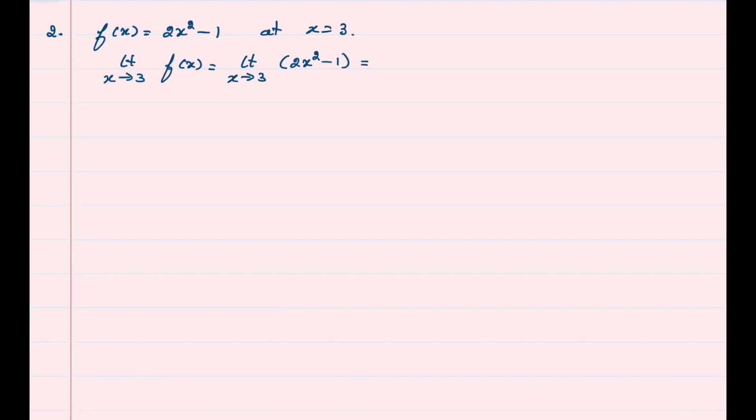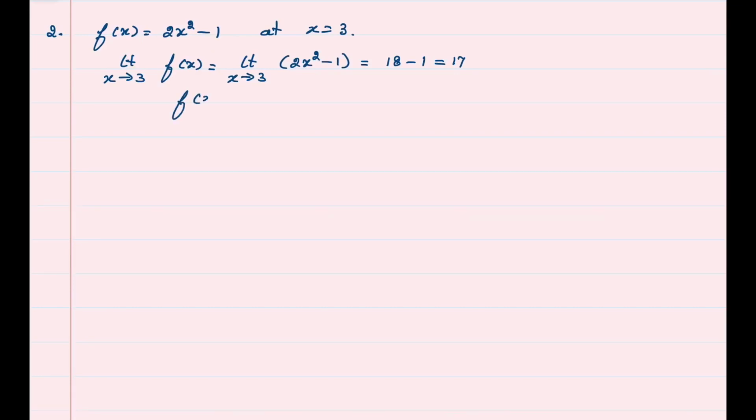Second question, examine the continuity of the function f of x equal to 2x square minus 1 at x equal to 3. In this question also f of x is a polynomial. We need not do LHL and RHL. We will calculate limit extending to 3 of f of x, that is limit extending to 3 of 2x square minus 1. We will directly substitute the limit value because the function is defined at 3. 2 9s are 18 minus 1, which is 17.